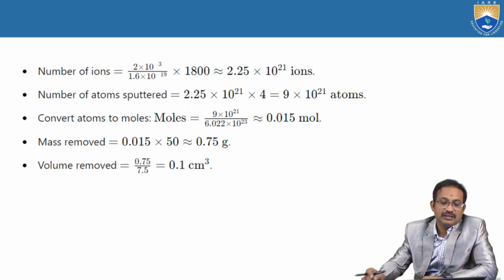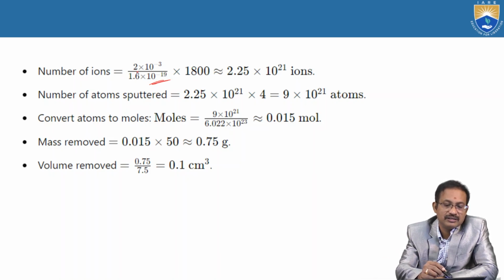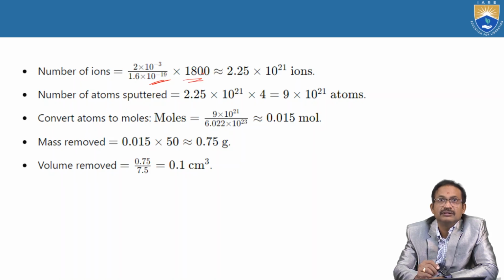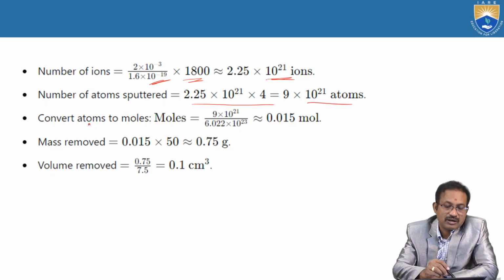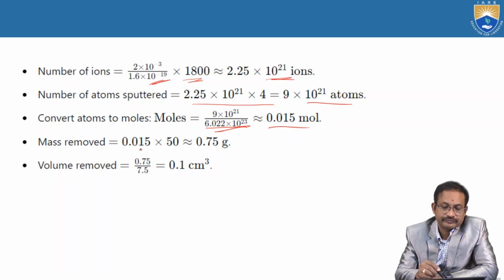Now, as usual, the number of ions equals, so this is the standard. Here this value is I, and finally this one is time. So finally we get this many ions. The number of atoms sputtered equals this one, so we get this value. Now convert atoms to moles. This is the standard, already we have discussed. So that we will get it in moles, and finally we get it in grams.